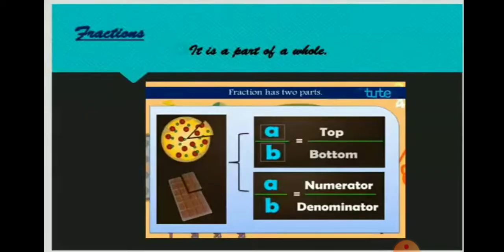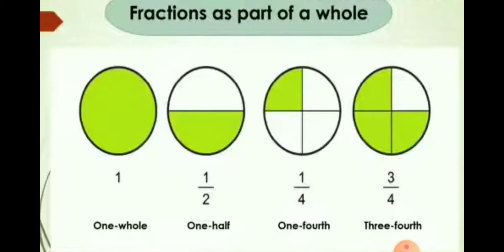Now fractions, I can tell you with the help of everyday example. I know you people must have seen pizza, chocolate. So let us see. Fraction is a part of whole, as I have told you earlier. So here you can see we always denominate the fractions as a upon b, where top a and bottom is b. The top a is known as numerator and the bottom is denominator, that is b. So you can see here with the help of image.